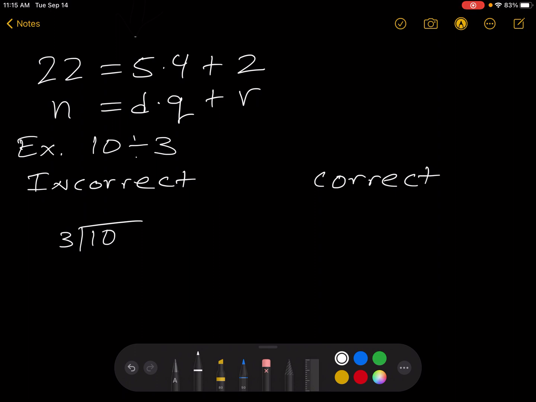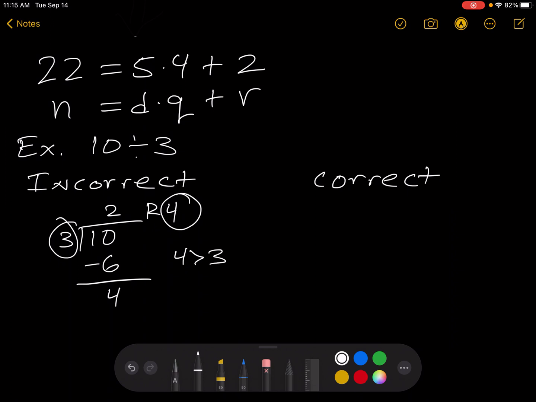One way to do it incorrectly would be to say that 3 only goes into 10 2 times. 3 times 2 is 6. Subtract. You get 4. You have a remainder of 4. All right, so notice what's incorrect here. The thing that's incorrect is that 4 is bigger than 3. In other words, the remainder is bigger than the divisor. That's the thing that tells us that it's incorrect.